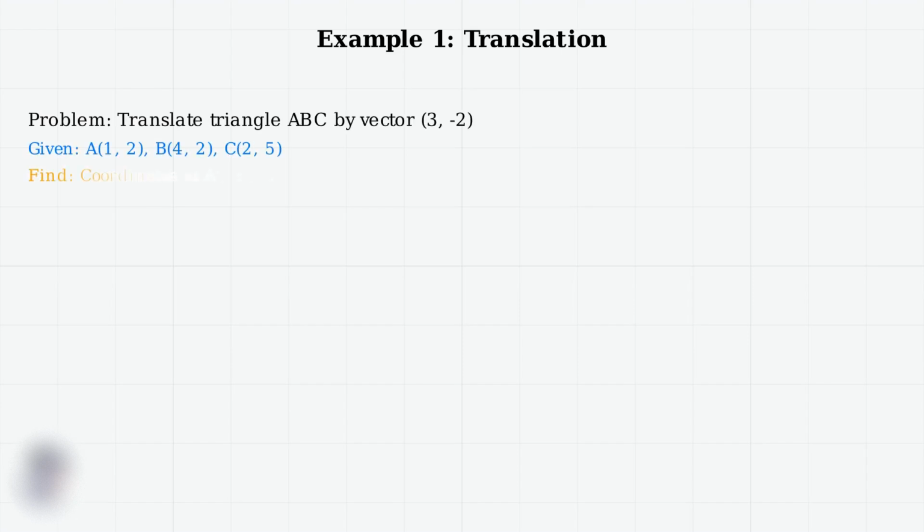Now we'll work through 3 guided examples to apply what we've learned about geometric transformations. Our first example focuses on translation, the simplest transformation. Here's our problem. We have triangle ABC with vertices at A(1, 2), B(4, 2), and C(2, 5). We need to translate this triangle by the vector (3, -2). What will be the coordinates of the new triangle A prime, B prime, C prime?